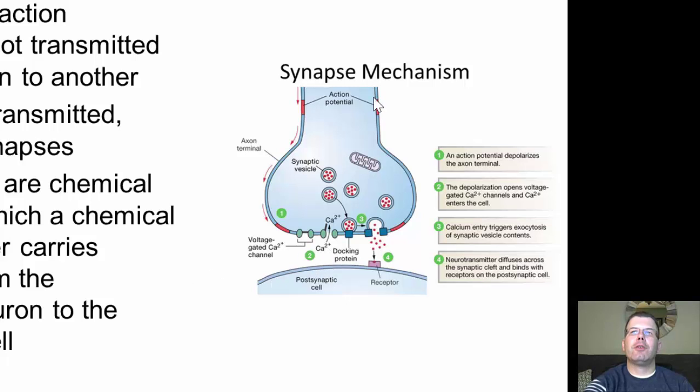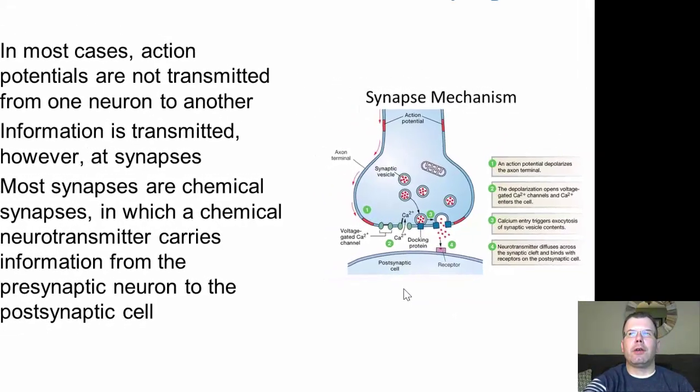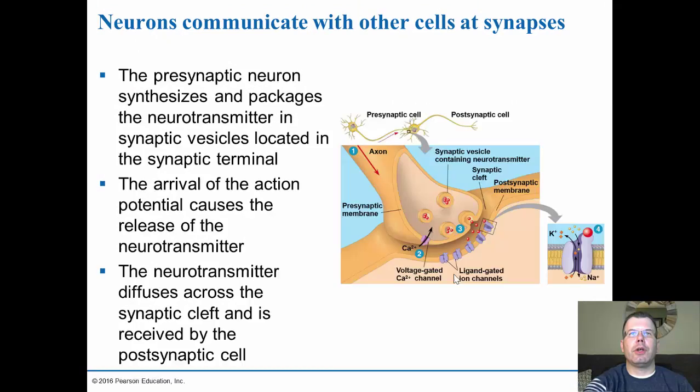And so once the action potential comes down, it triggers a chemical release that allows these neurotransmitters to be released and then trigger a response in the cell next to it. And so that's what we're seeing there. So that's what's going on in those situations.